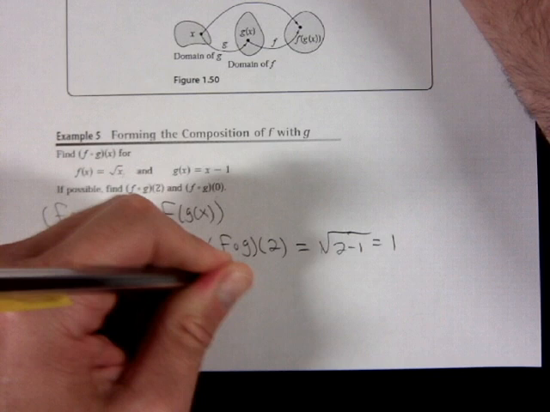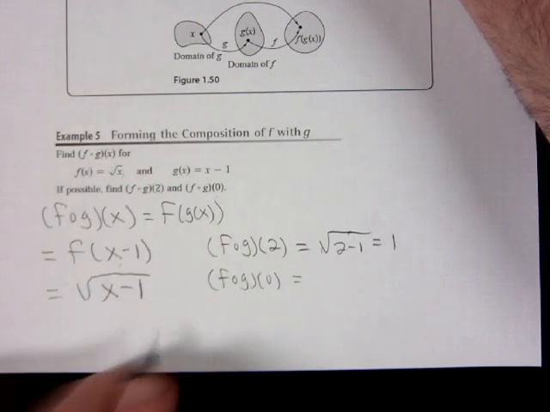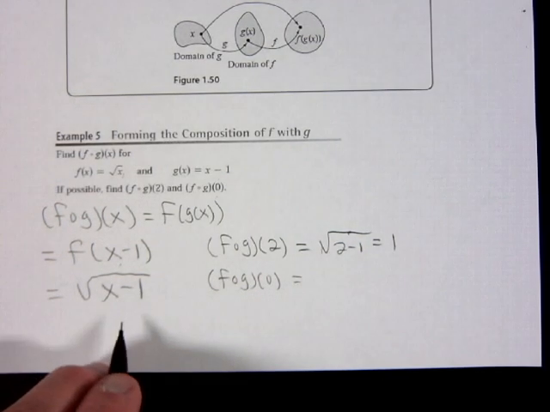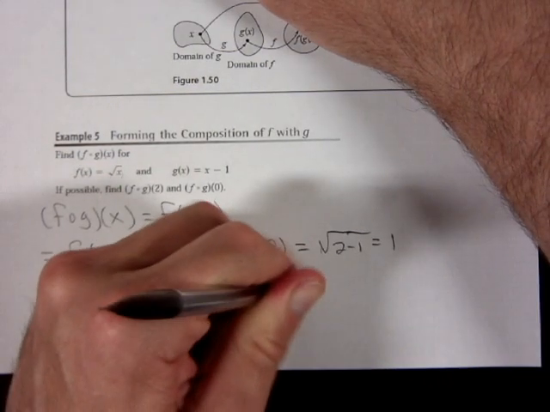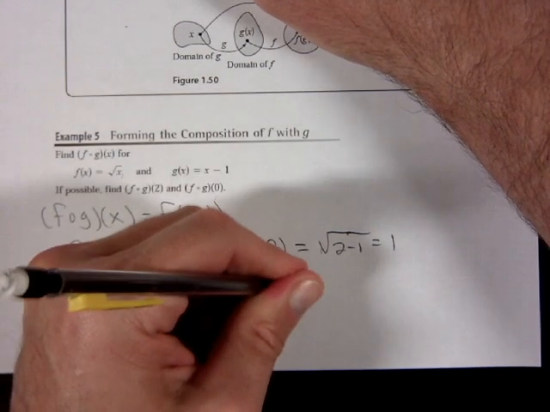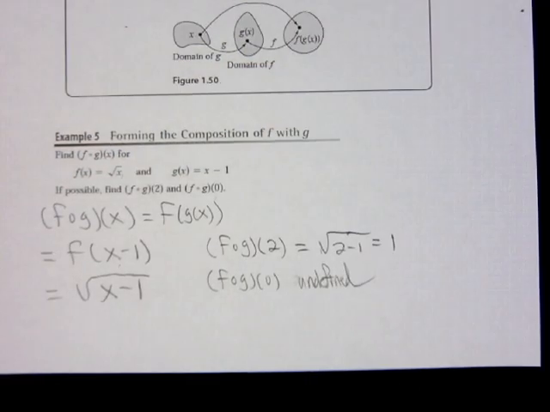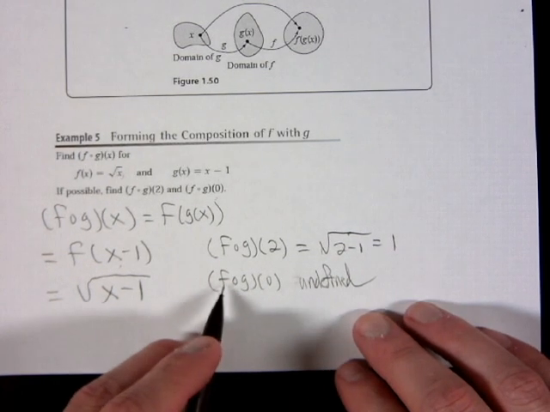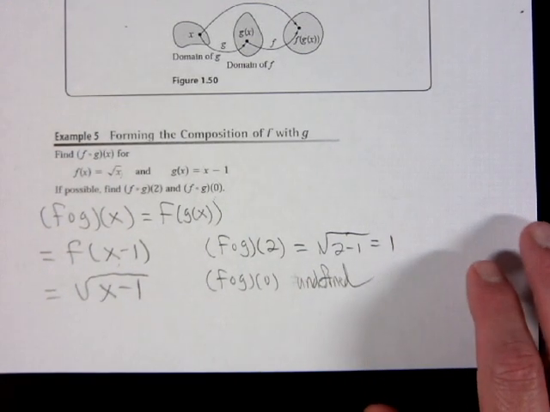And also f of g of 0, they have asked me to evaluate. When I plug 0 in there, 0 minus 1 is negative 1. And the square root of negative 1 is undefined. So we cannot find the value of f of g of 0, because you're taking the square root of a negative number.